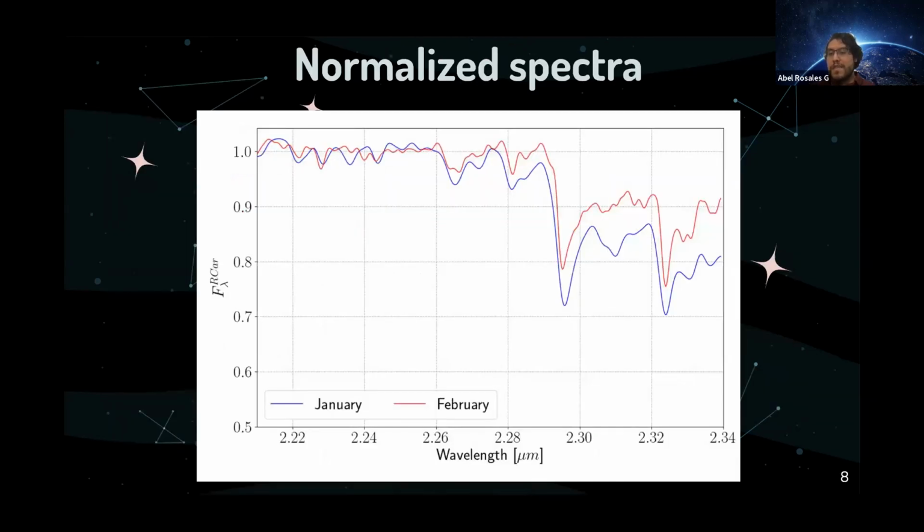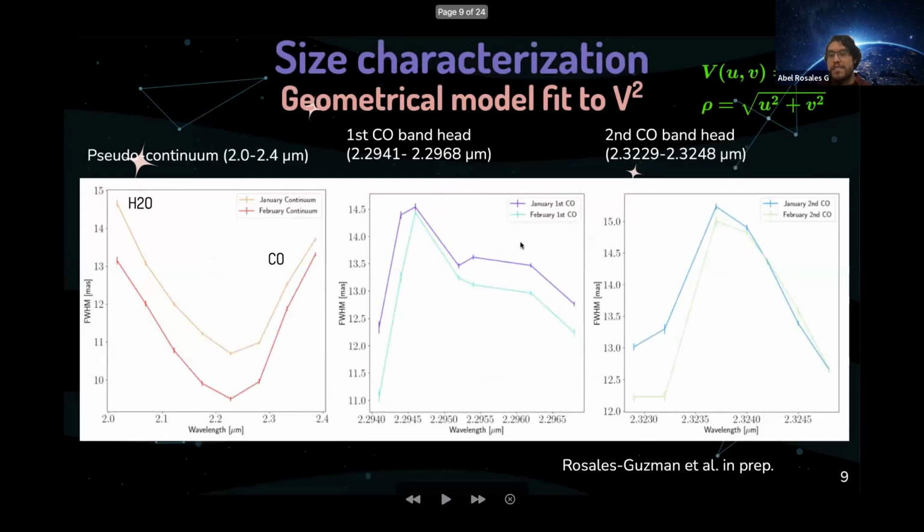These are the normalized spectra. The drops at 2.29 and 2.22 microns correspond to the location of the first and second CO vibro-rotational transitions, respectively. So the first step in our analysis was to characterize the size of the star at the 3 different spectral channels.